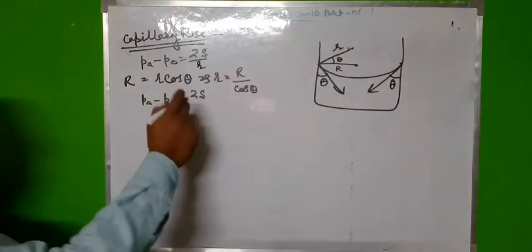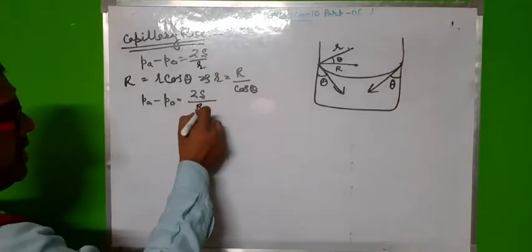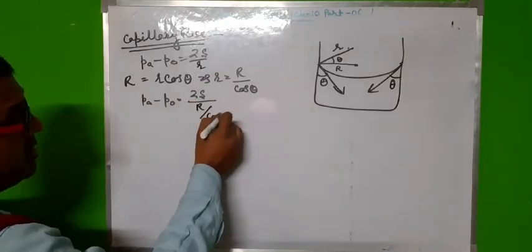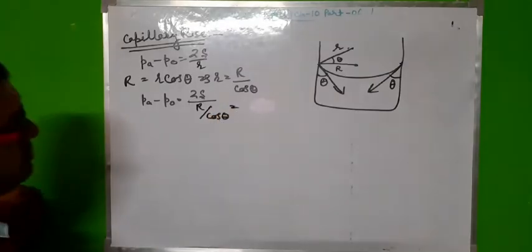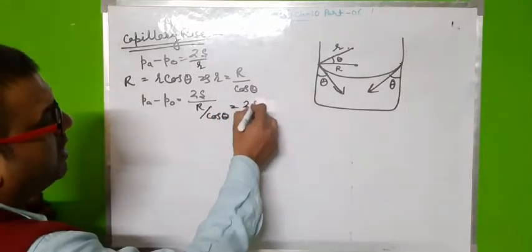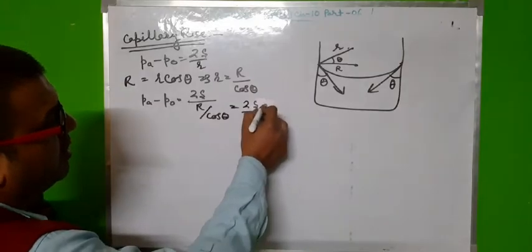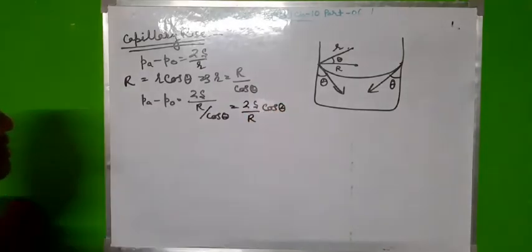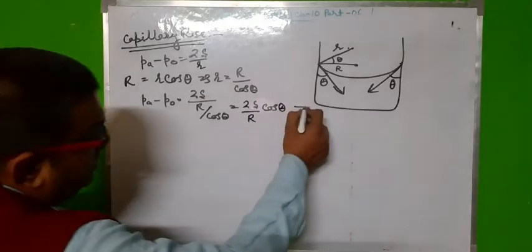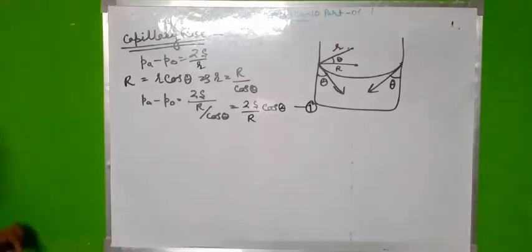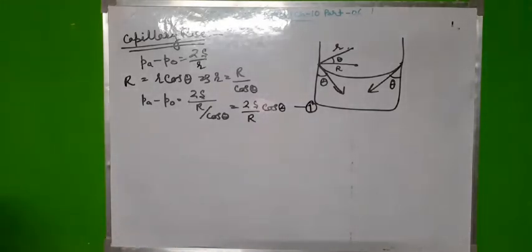So a small r can be written as capital R upon cos theta, and it can be given as 2s upon R cos theta. This is equation number 1. We will keep it as equation number 1.